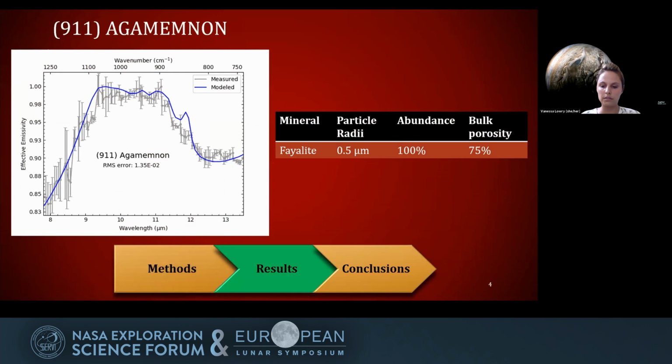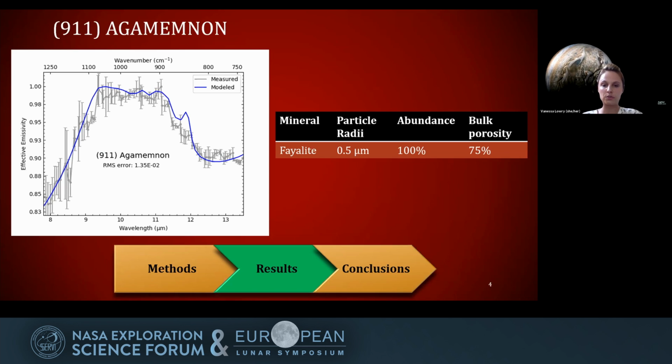And onto the results. So this is 911 Agamemnon, and I used the NEATM model to fit the spectra to obtain the emissivity spectra. 911 Agamemnon is a D-type asteroid, and this asteroid lies in the L4 Lagrange point. So this is 60 degrees in front of Jupiter's orbit. I show the spectra in gray. So the measured asteroid spectra is in gray with the model overplotted in blue.